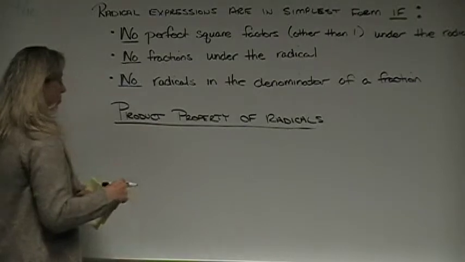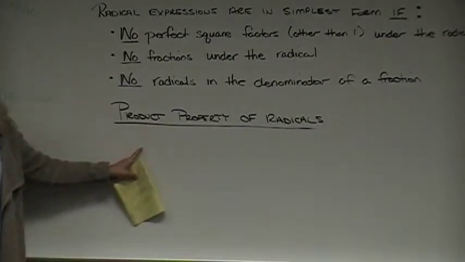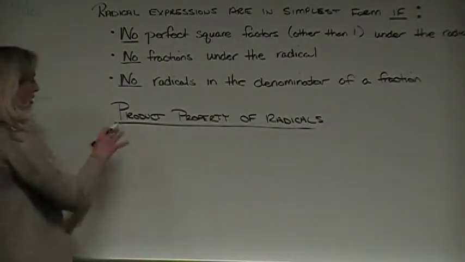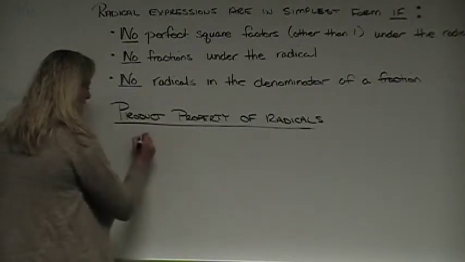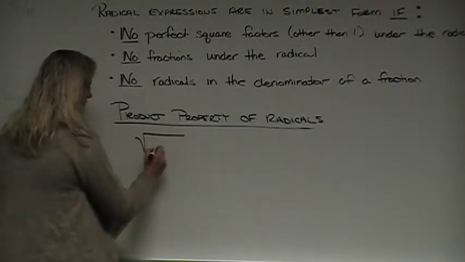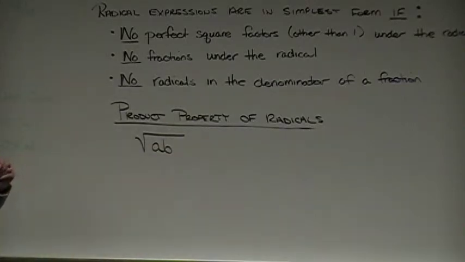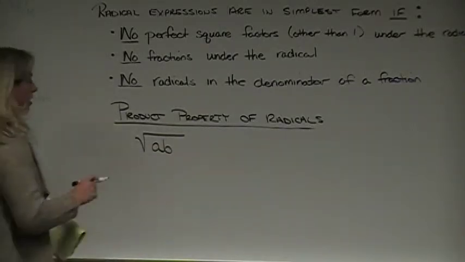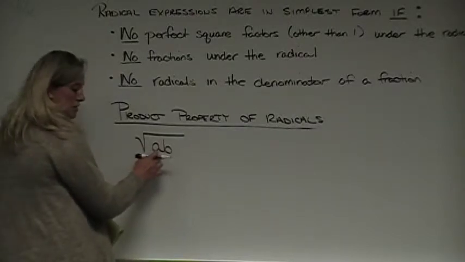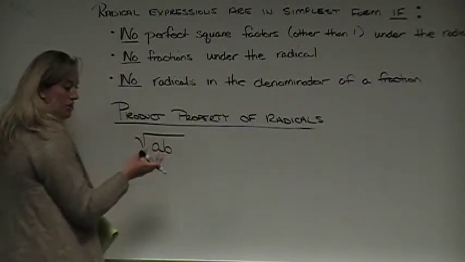Product means multiplication, doesn't it? The product property of radicals says that if you have the square root of AB, what does the square root of AB mean? Does it mean A times B, right? So you're multiplying 2 numbers together to get the product AB.